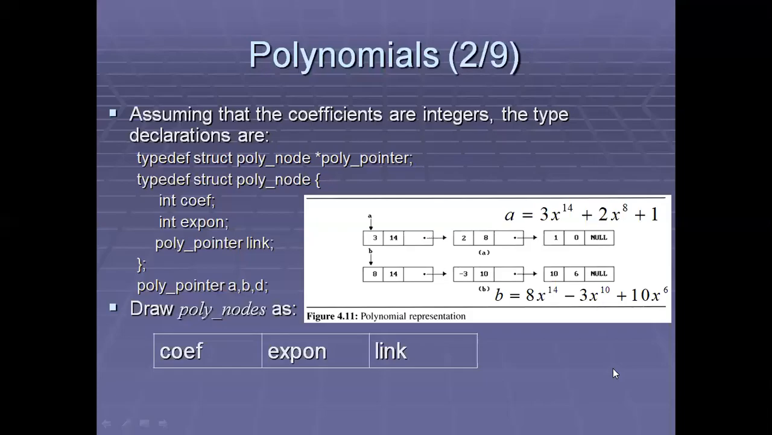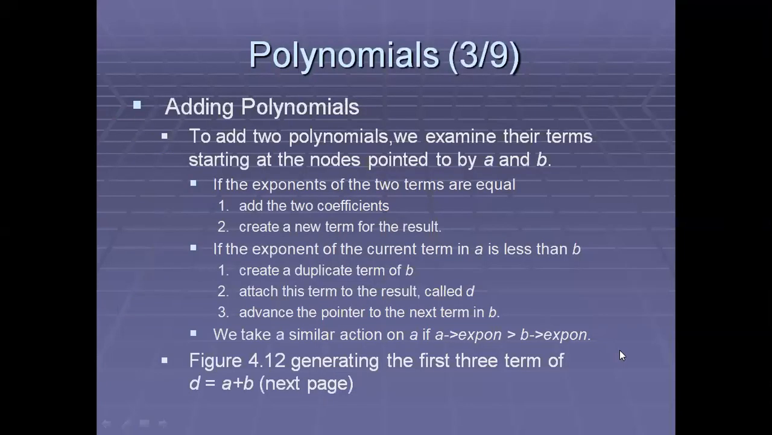So that thing you have to understand. So now you can see here. So to add two polynomials, we examine their terms starting at the nodes pointed at by A and B. So just we will see the algorithm. So if the exponents of the two terms are equal, then means what? Add the two coefficients, create a new node for a term for the result.